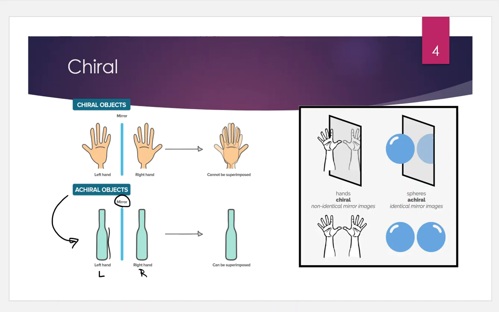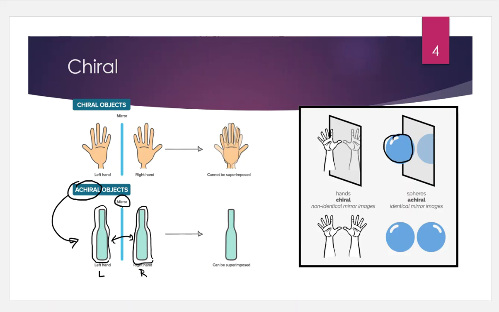If I can cut this image out, and if I can cut this image out, and if these two things can overlay on top of each other and match perfectly, we call that they can be superimposed. So if they can lay on top of each other perfectly, then this is what we call an achiral object. So a bottle that is very symmetrical looking is an achiral object.